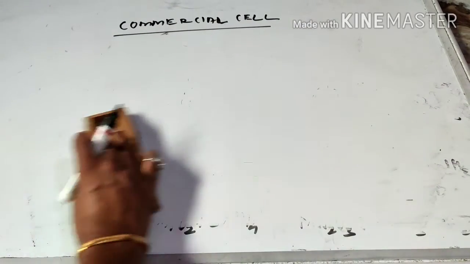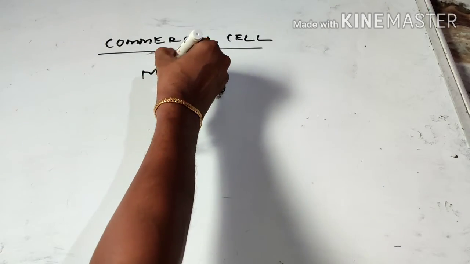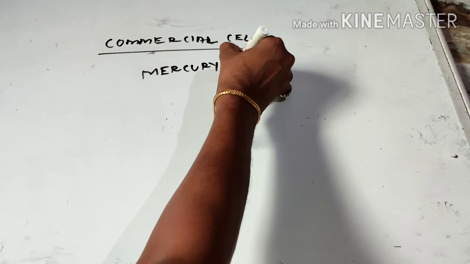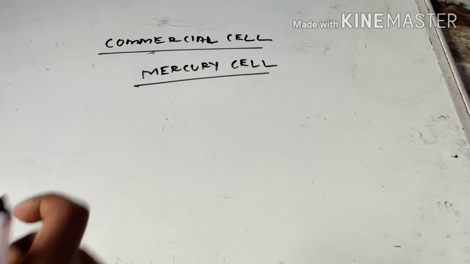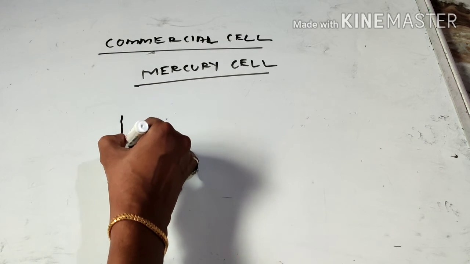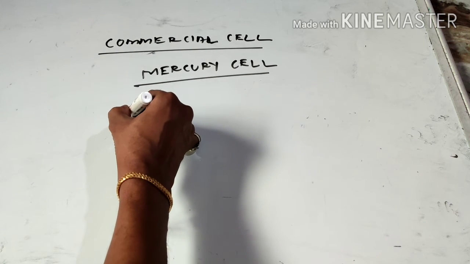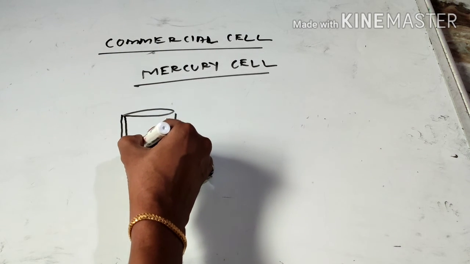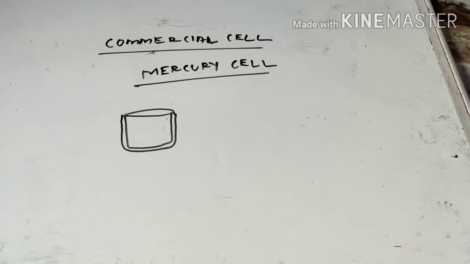The cell potential of the mercury cell is approximately 1.35 volts, and generally we use this mercury cell in calculators and in some toys. This mercury cell can also be called a button cell because it is very small in size. The mercury cell consists of again a zinc cylinder, and its inner layer is coated with a porous layer which is totally non-reactive to the chemicals present inside it.